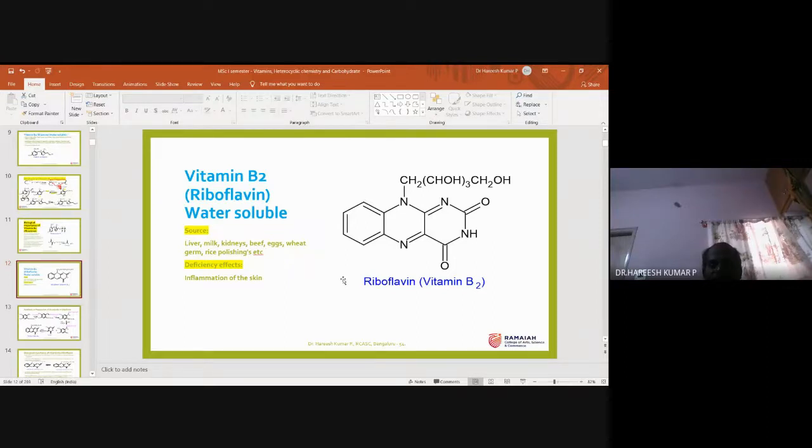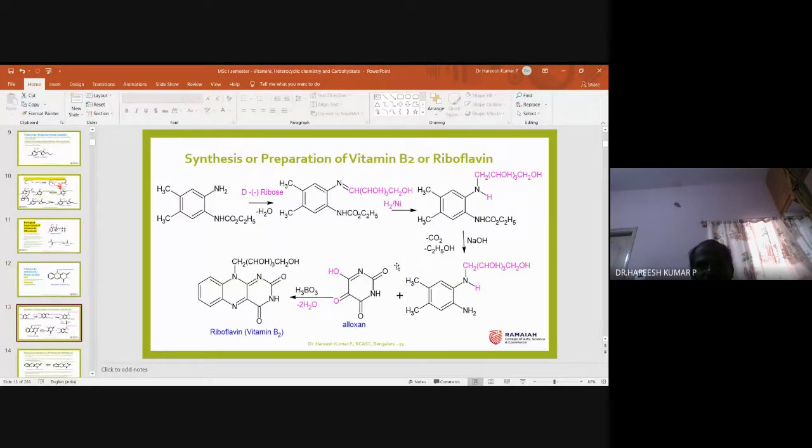Just to meet the market demand. In the market there is demand for vitamins. Even nowadays, during this pandemic, people are taking Ginkgo White, which is nothing but vitamins, B complex tablets. So overall, to meet the market demand, one should go for a synthesis. So then, here is the synthesis or preparation of vitamin B2 or riboflavin.